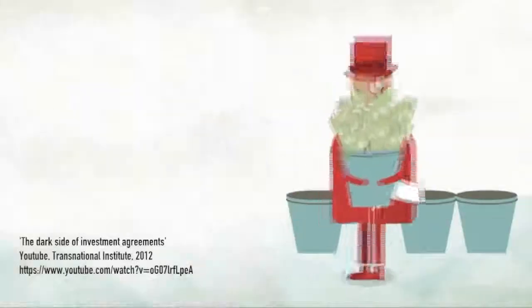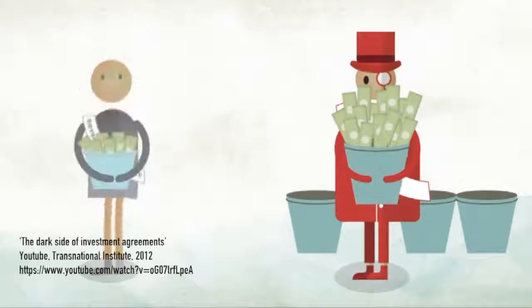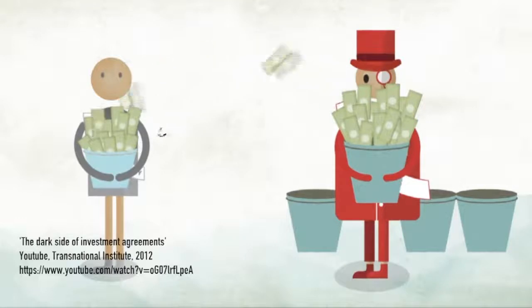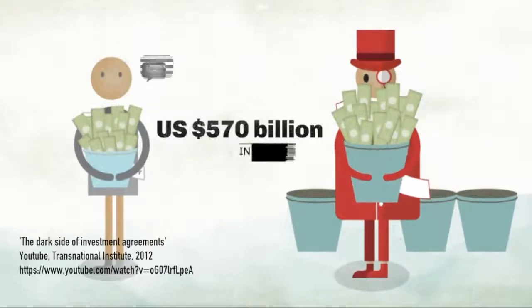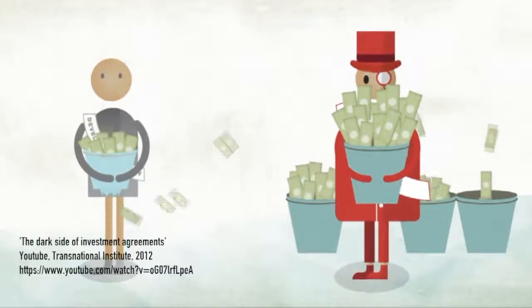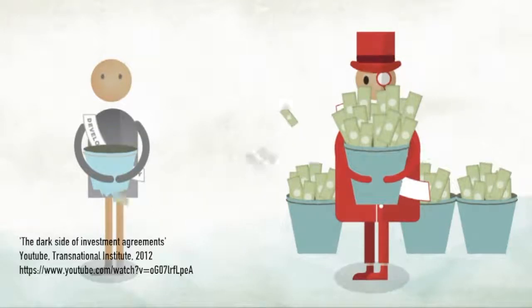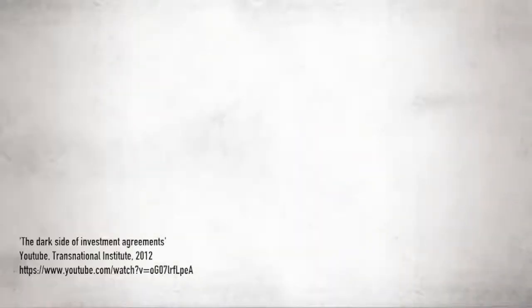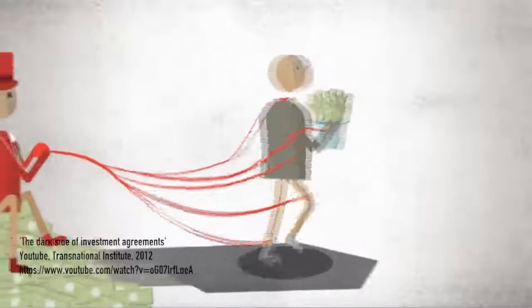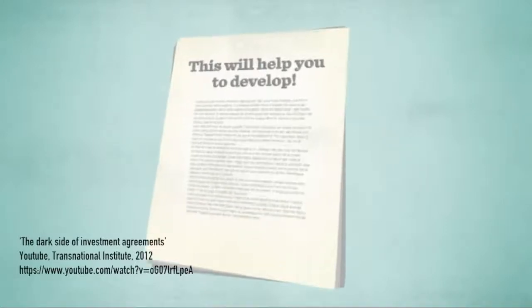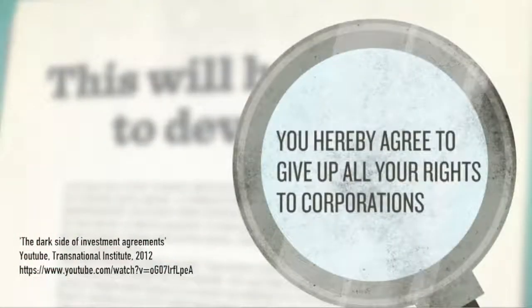Well, that's the theory. Since 1990, flows of foreign investments into developing countries has grown more than 15 times, reaching $570 billion in 2010. That's a lot of money, but very little of it reaches the poor. Most flow straight back to the industrialized nations. But that's a story for another day. Today, we will explore the secretive agreements that governments sign, hoping to attract all that money and what they are giving away instead. Don't you think it is time we take a look at the small print in these agreements?